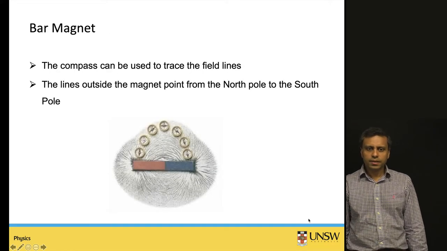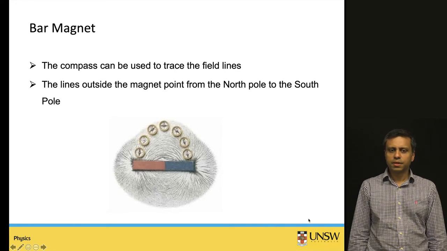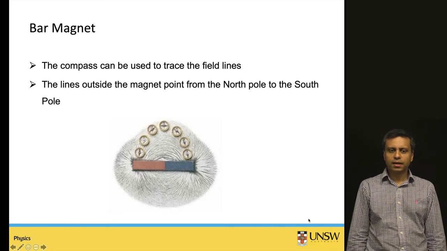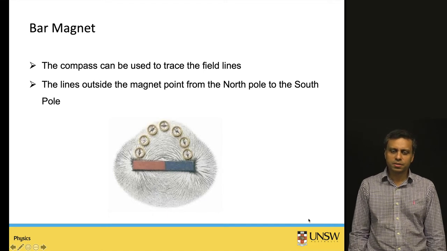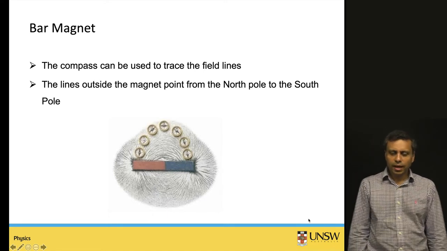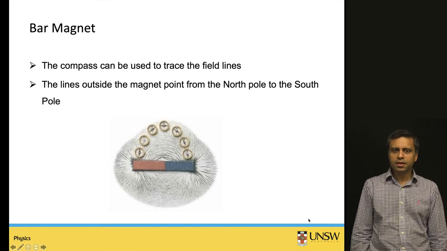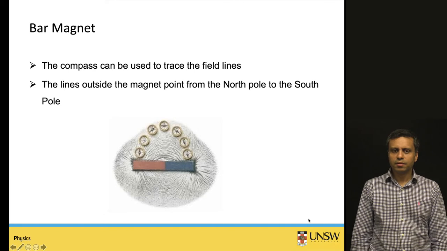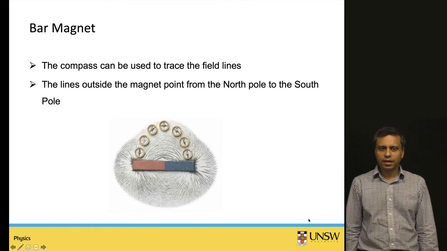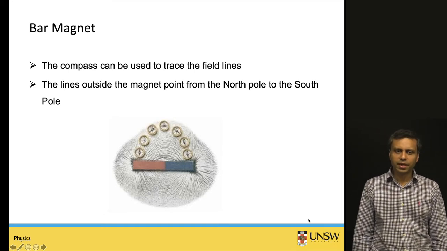Now let us look at this picture where we have shown a bar magnet, and we bring a compass needle close to it. We move the compass needle around the bar magnet, and the north direction of the compass needle points out the direction of the magnetic field, and it also traces out the magnetic field lines, as you can see in this case.